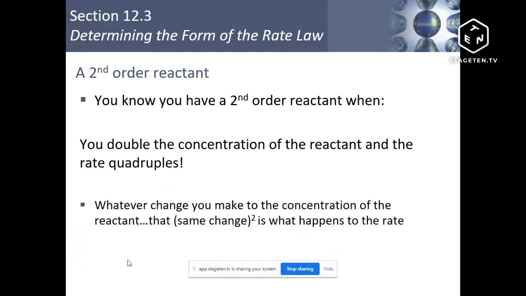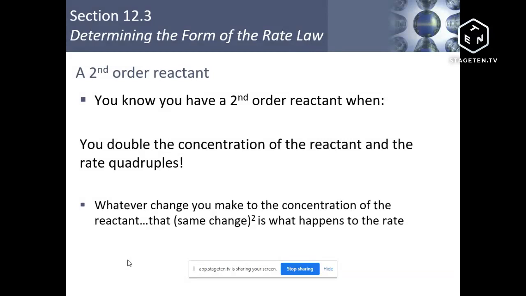Okay, so whatever change you make to the concentration, if that same change squared is what happens to the rate, then you know it's second order. So what does that mean? What if you triple the concentration? Well, what's 3 squared? 9. That means if you triple the concentration and it's second order, then the rate is going to be 9 times faster. That's what we mean, okay?